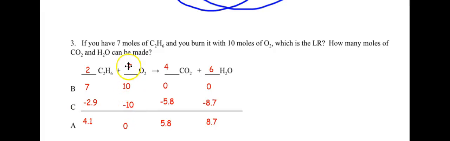So 10 divided by 7 is a fraction, I guess 1.45 times 2, you get 2.9. So when you are done, you get a 0 and a positive 4.1. So what does that mean? You can keep going. You found your limiting reactant. It is oxygen. Your excess is 4.1.